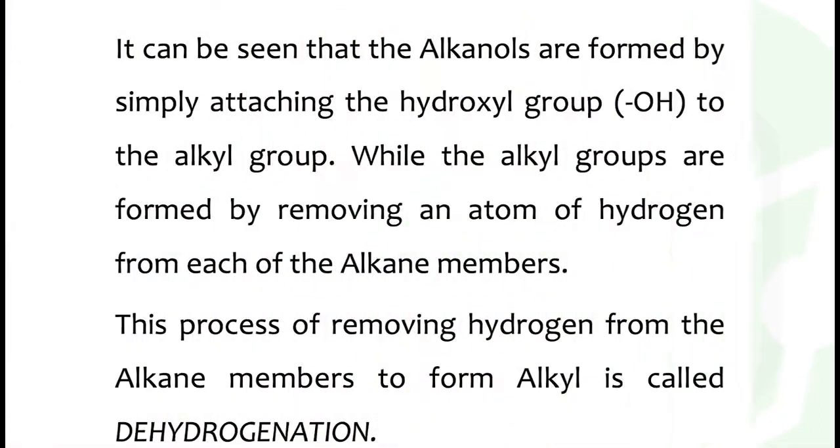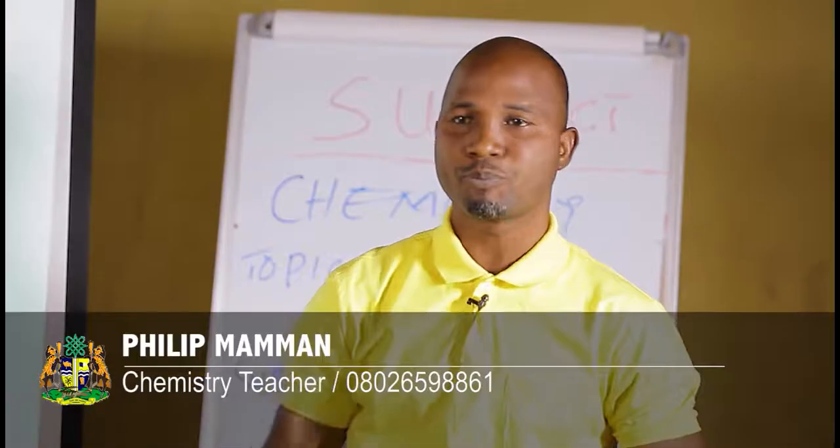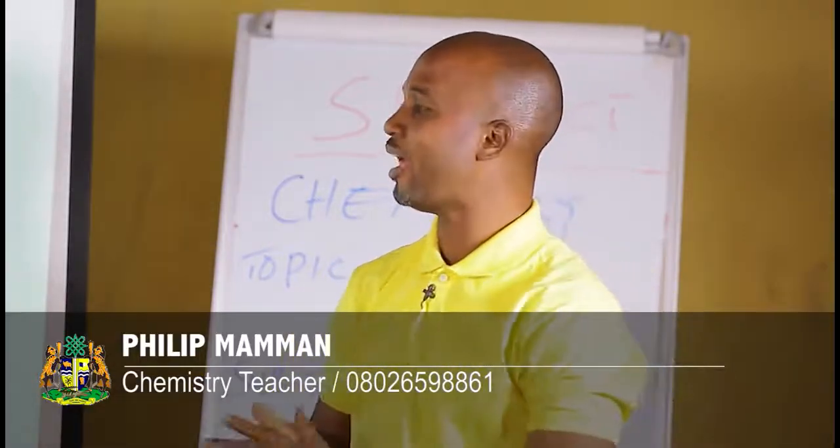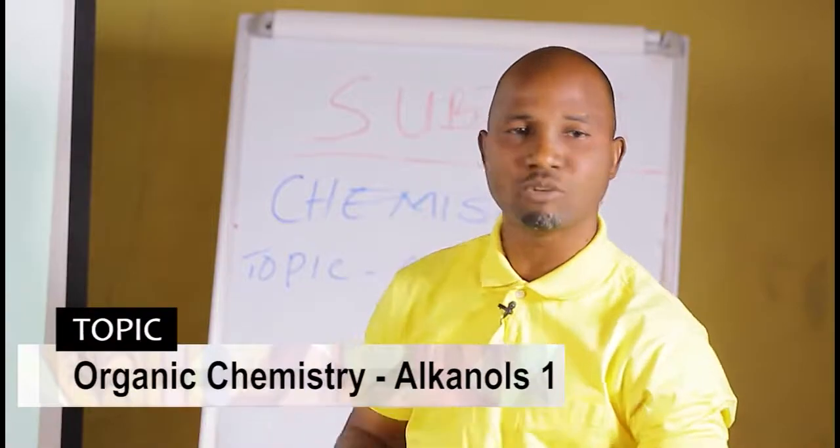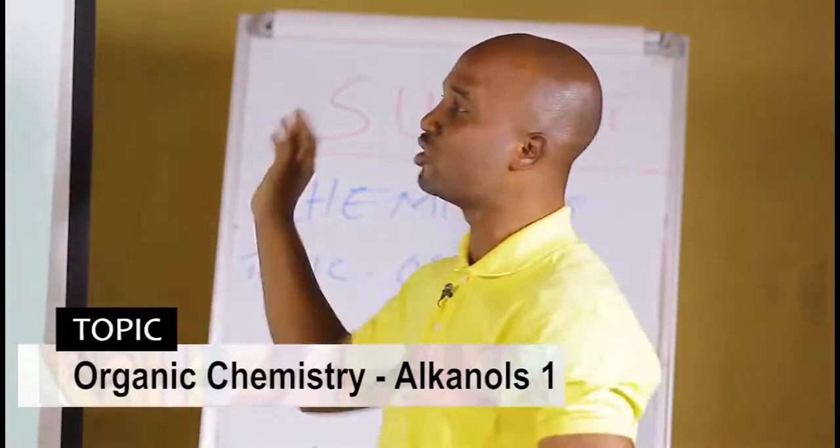It can be seen that the alkanols are formed by simply attaching the hydroxy group, OH, to an alkyl group, as we have seen previously, while the alkyl groups are formed by removing a hydrogen atom, which I have mentioned previously, from each of the alkane members. The process of removing hydrogen from an alkane to form an alkyl group is called dehydrogenation.